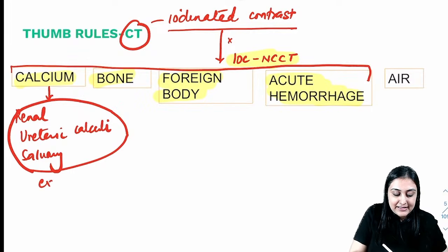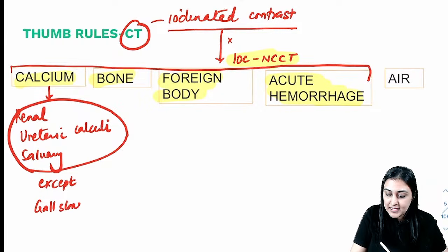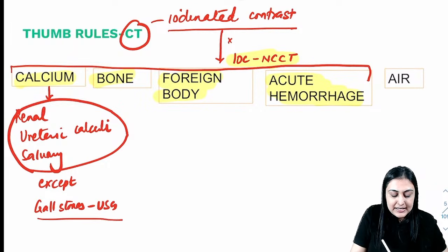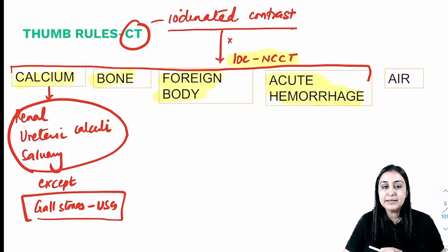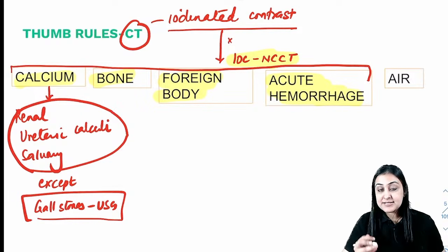But can I write an exception here? That one exception is going to be gallstones, where my answer is going to be ultrasound, right? So यहाँ पे एक exception है, बाकी सब में investigation of choice for renal, for ureteric, for salivary calculi, it's going to be a non-contrast CT.